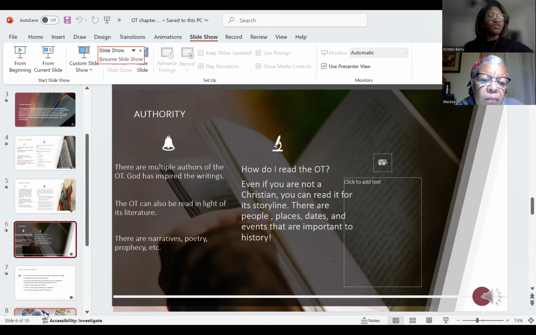Let's talk about this word called authority. And in that word, you see the word author, right? Author.